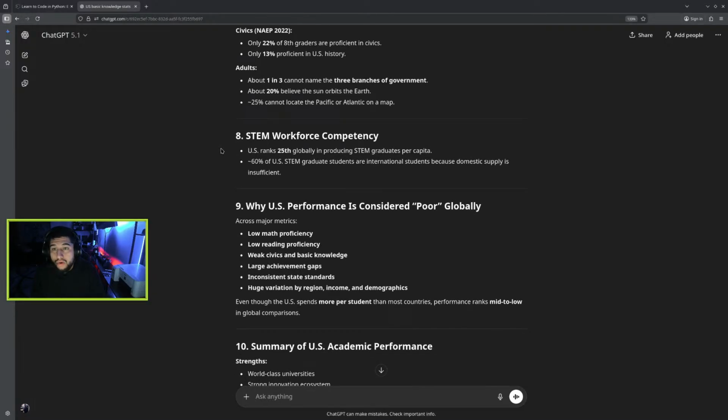Adults: 1 in 3 cannot name 3 branches of government. You guys can name it. I know you guys, right? Anyone who clicks on this title to try to learn Python, you know you can name the 3 branches, right? The executive branch, the judicial, and right, the legislative. All right. God help us. Okay. About 20% believe the sun orbits the earth.